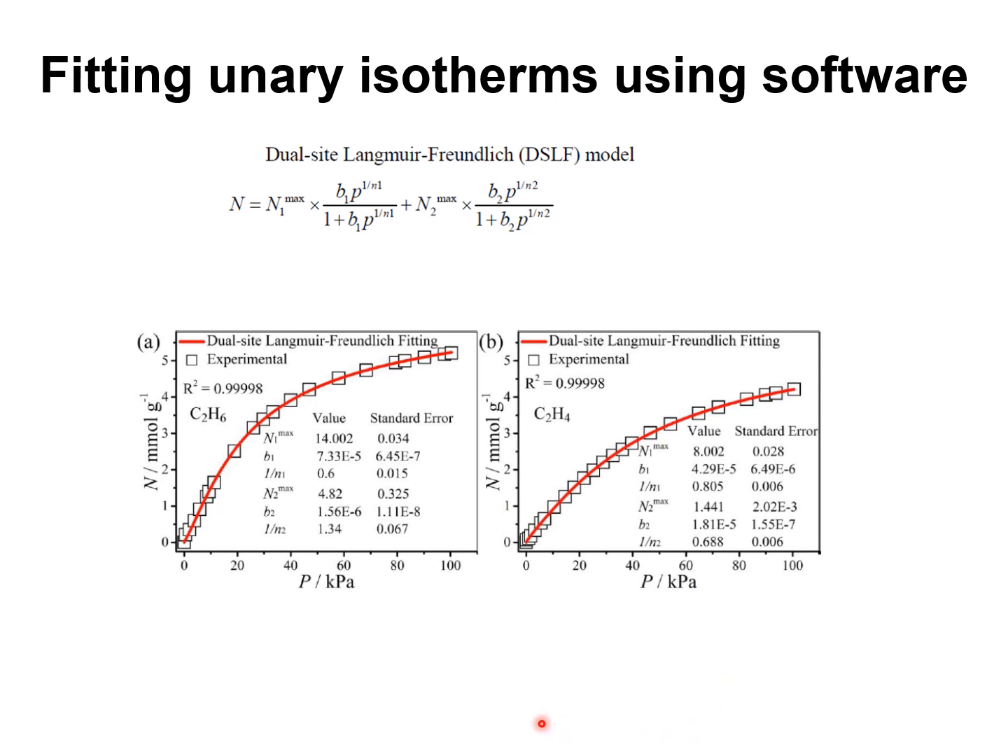But there are also serious consequences of using the dual site Langmuir Freundlich model, because extrapolation to lower pressures or higher pressures than in the experiments is fraught with danger, because the extrapolated values are crucially dependent on these Freundlich exponents.